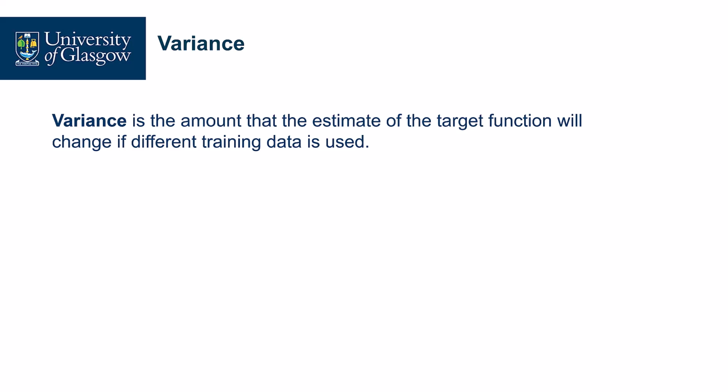But in reality, the model can't be so ideal. So if I change a set of training data, the predicted target function value may change. This is the variance: the amount that the estimate of the target function changes when different training data is used.